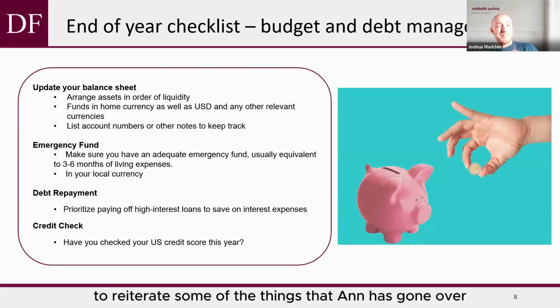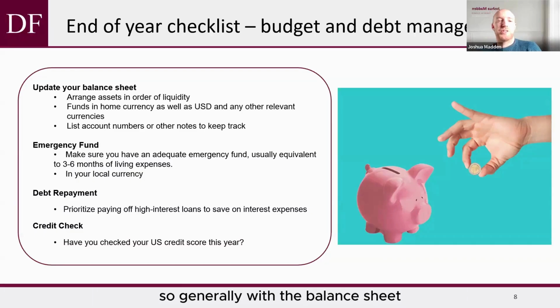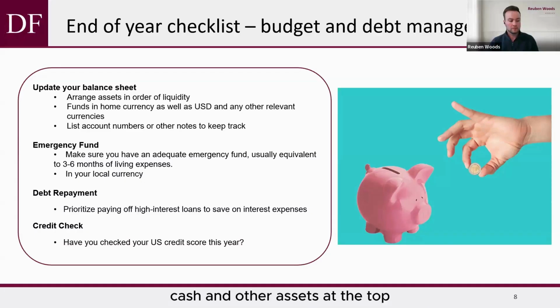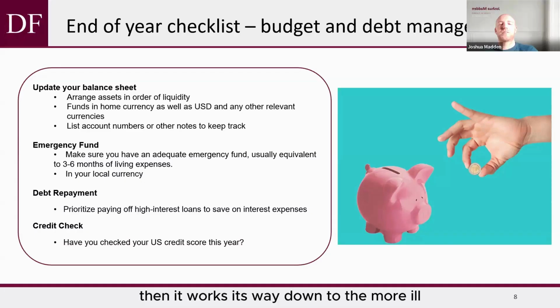Now, to reiterate some of the things that Anne has gone over, well, generally with the balance sheet, you're going to be looking at arranging them in a certain way to where what most commonly is done is you have the bank accounts, which is the most liquid, meaning the easiest to access cash and other assets at the top. Then it works its way down to the more illiquid stuff like retirement accounts or real estate, property, etc. Just keeping this updated is a really useful tool to make sure you're staying on track because after all, you don't know how well you're doing until you know where you are, and that's essentially what the balance sheet gives you the power to do.